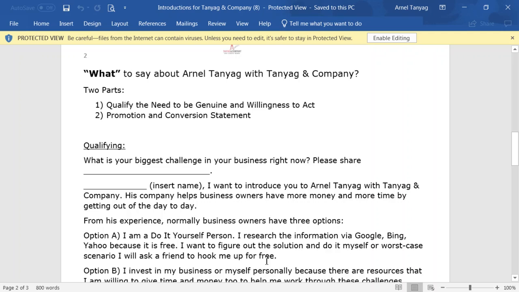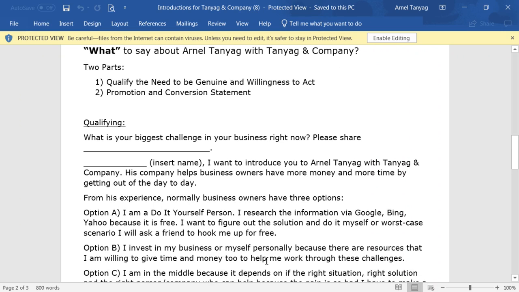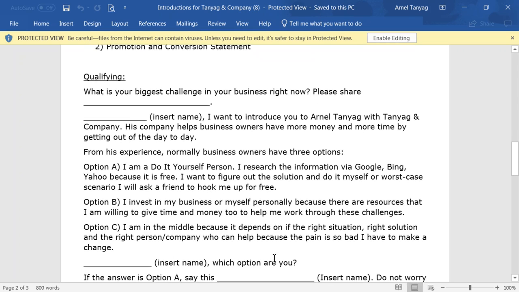Option B is he's met business owners or business professionals who personally invest in their business, invest in their personal development, because they're willing to give the time and money to help them work through it, and they're willing to pay for somebody for that, because they know they can't do it on their own, and secondly, they don't want to do it on their own. They want somebody to help them work through that, mentor them, or help them brainstorm or think through it, and that's how they handle a lot of their challenges, is seek professional help or accountability.